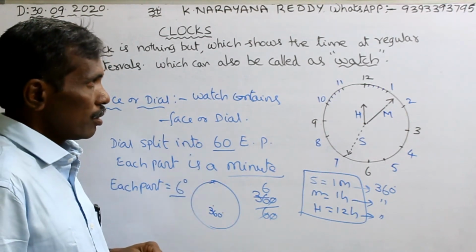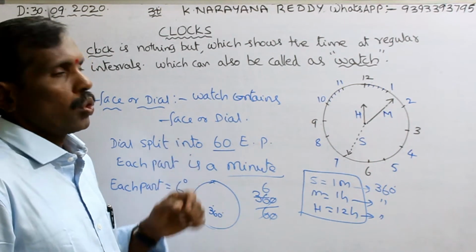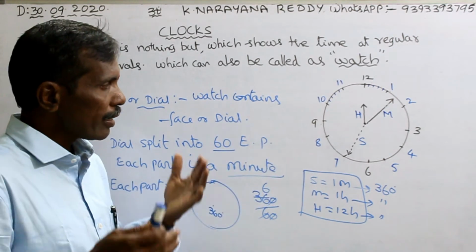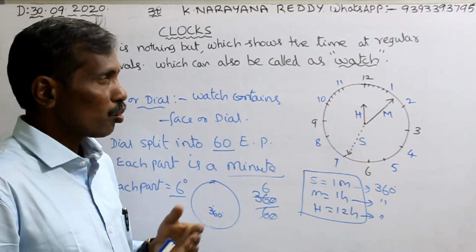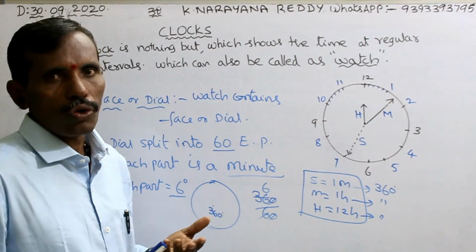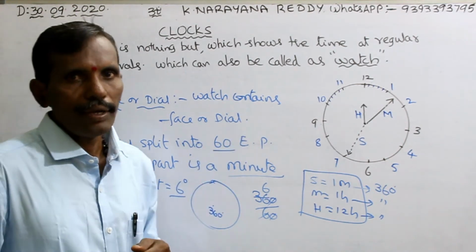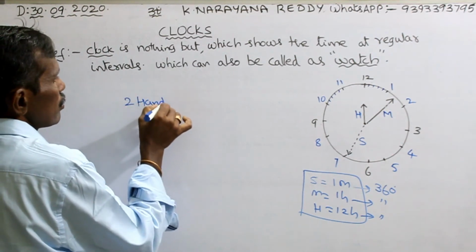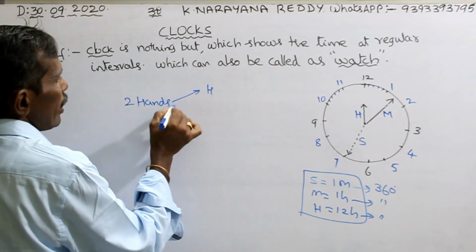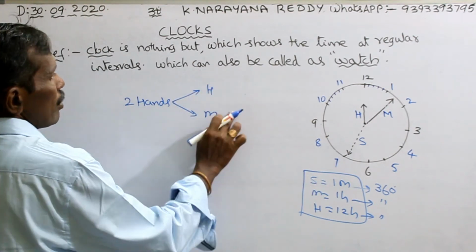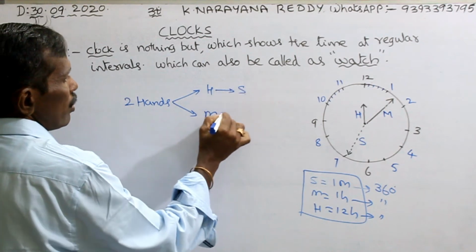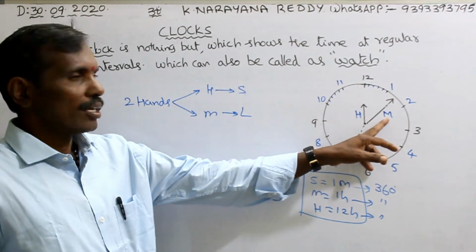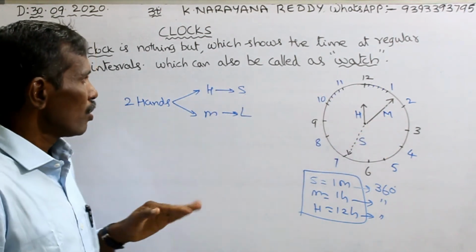Okay, good. But how are the angles made by these two hands, and right angles, opposite or coincidence? These are things which you have to know from the clock. Totally there are two hands, that is hour hand and minute hand. Hour hand is smaller one and minute hand is larger one, that's all.